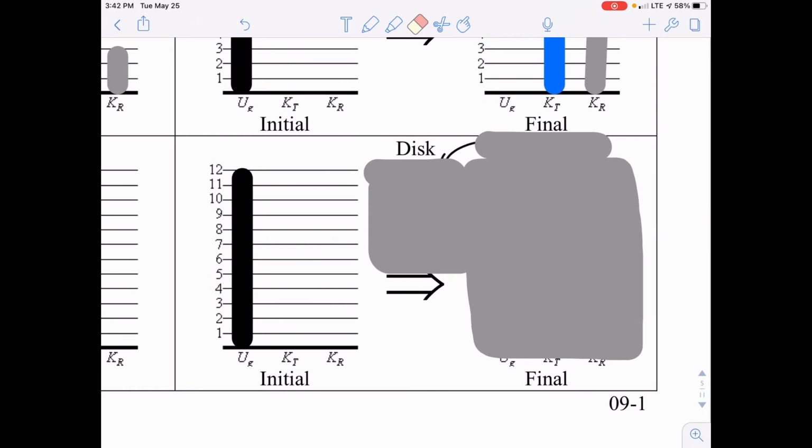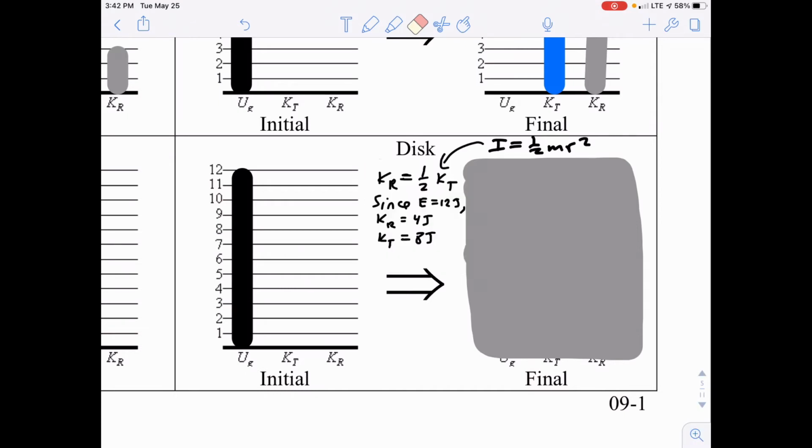For the disk, recall the disk was 1/2 mr squared. So what should that mean? If the disk is 1/2 mr squared, that should mean the rotational kinetic energy is 1/2 the translational energy. And if your energies have to add up to 12, that means the rotational energy would be 4 joules. The translational energy would be 8 joules. They add up to 12, and the rotational energy is half the translational energy.